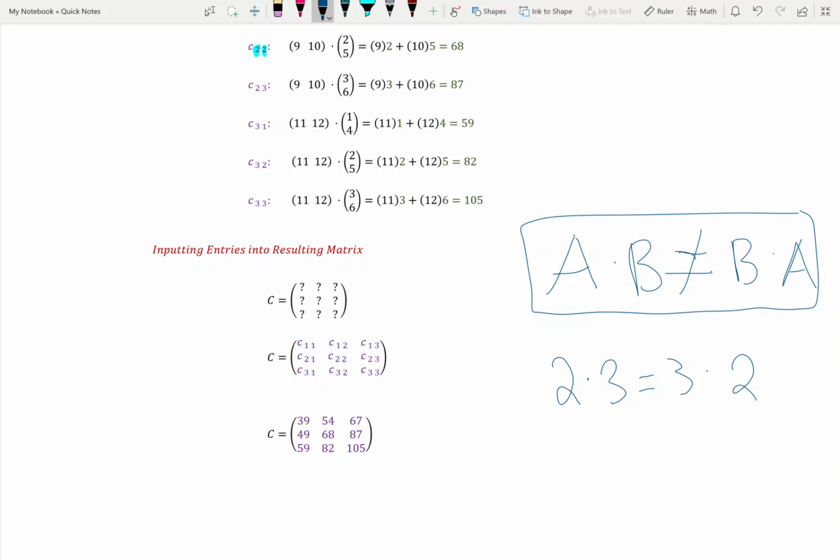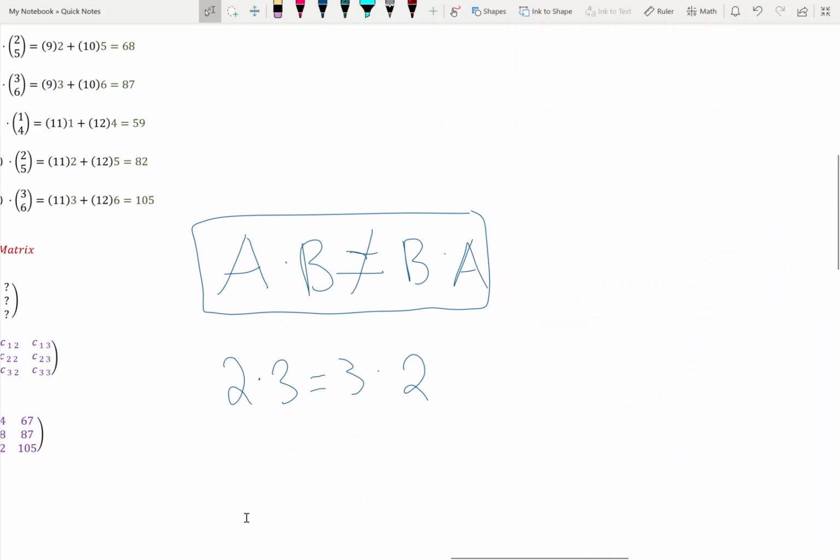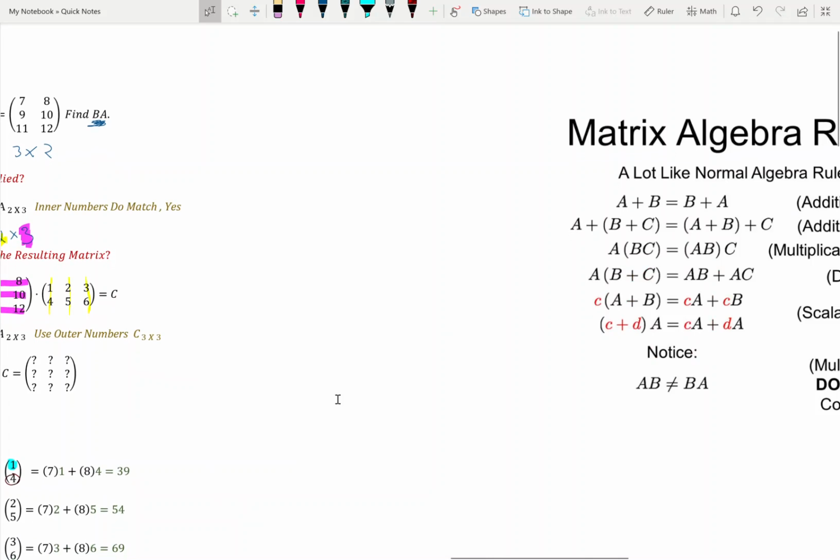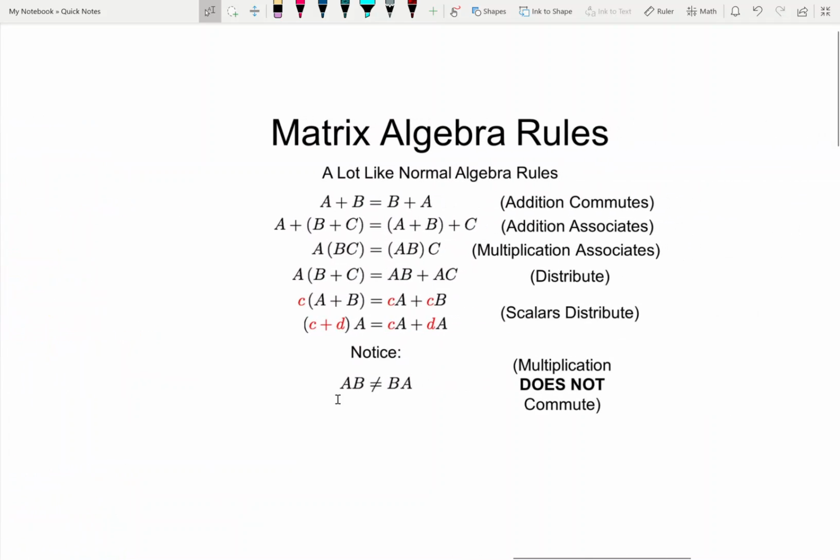And there's a bunch of rules for matrix algebra. I think I posted it. So there's a bunch of rules for matrix algebra. You'll see that A plus B equals B plus A, meaning that matrix addition is commutative. However, what we said right here, matrix multiplication is not. But that's the only one you really have to worry about.